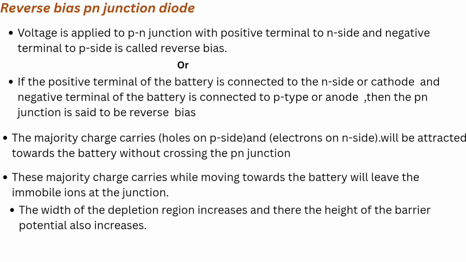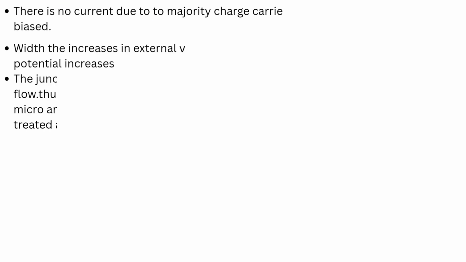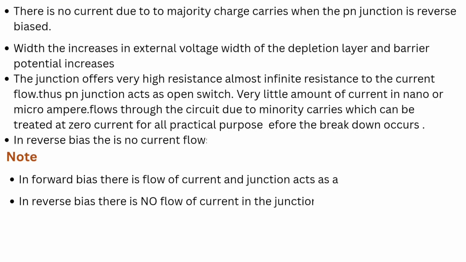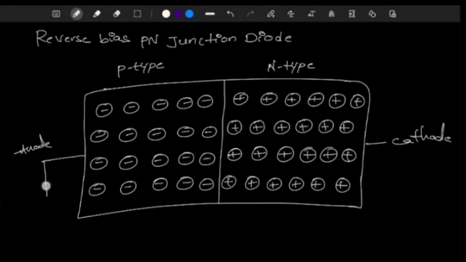Here we have to note the main things: in forward bias it acts as a closed switch. Coming to reverse bias, it acts as an open switch. In forward bias the flow of current will be done. In reverse bias there is no flow of current. So here I will show the reverse bias PN junction diode, you get some more clarity.